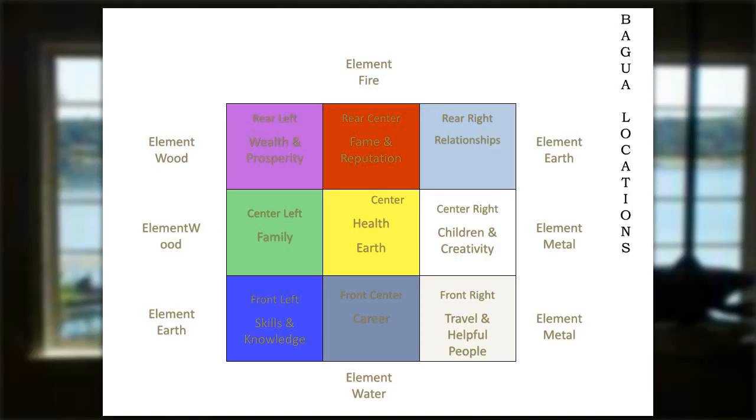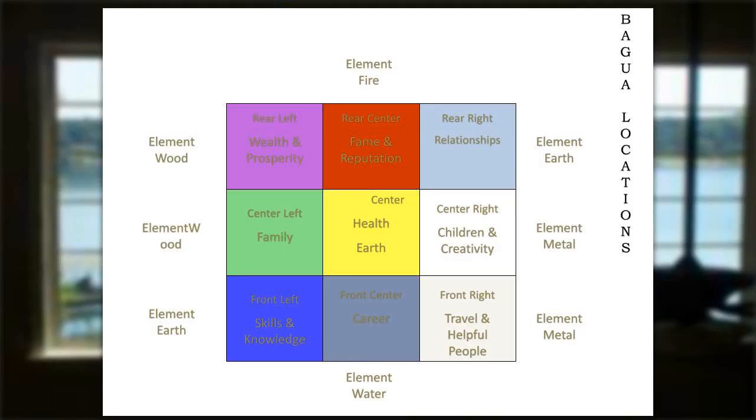Back right-hand corner, marriage and relationships, the dominant element is earth. And then we're in the back center of the environment. Fame and reputation is dominant fire. It's the only place you'll see fire. Great place for a fireplace, for example. It's a good place for a kitchen.